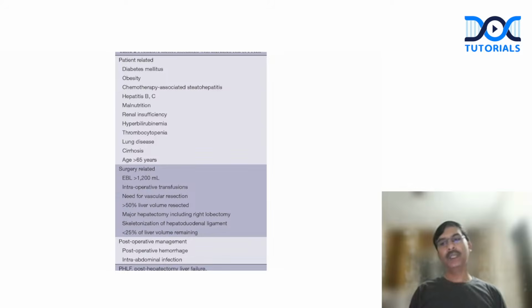Now, post-hepatectomy liver failure is the leading cause of mortality in a patient undergoing a liver resection. The most common morbidity of a patient undergoing liver resection is bile leak, and the most common morbidity of a patient undergoing liver resection in a cirrhotic liver is ascites.